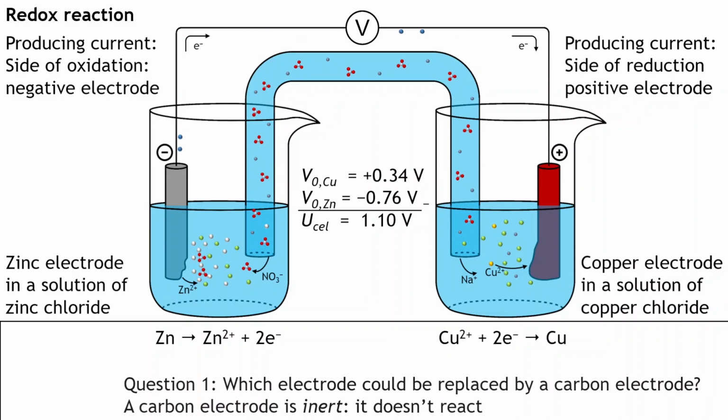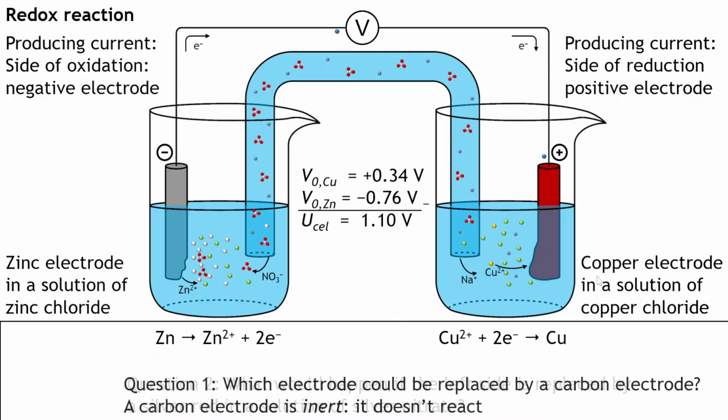Question number 1. Which of these electrodes could be replaced with a graphite electrode? A graphite electrode is an inert material, which means it doesn't react. Hopefully, you chose the copper electrode. On the left side, it is actually the zinc electrode itself, which is one of the reacting components. The zinc is required for this reaction. On the right side, the copper ions are reacting, and these ions could receive the electrons from a graphite electrode just the same. After a while, the black graphite electrode will slowly turn reddish-brown from the copper depositing on the electrode.